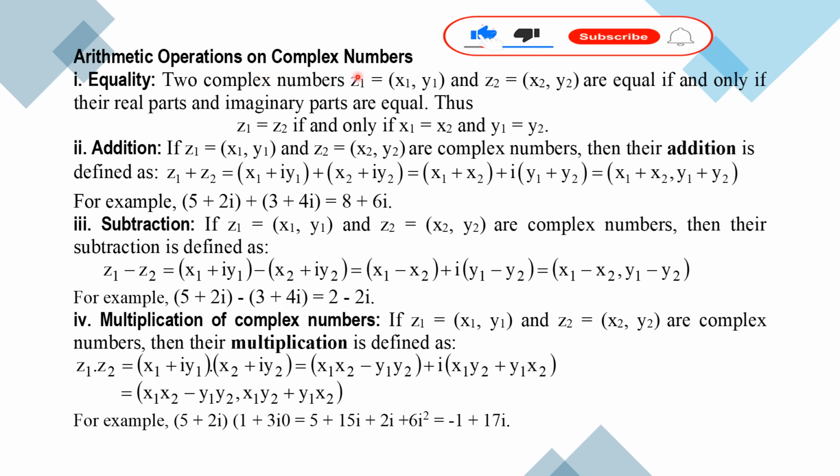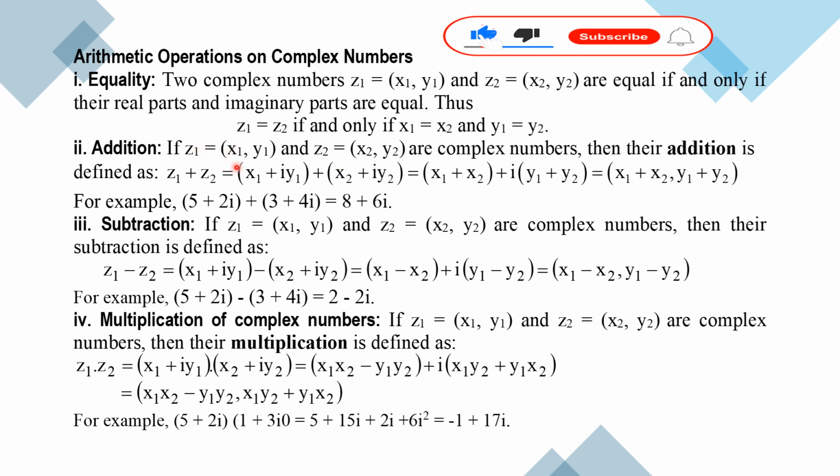Arithmetic operations on complex numbers. Equality. Two complex numbers z1 and z2 are equal if and only if x1 is equal to x2 and y1 is equal to y2.